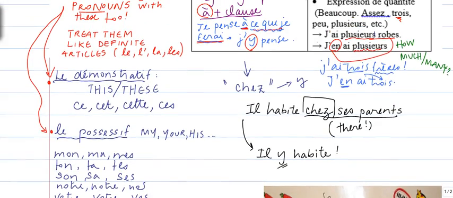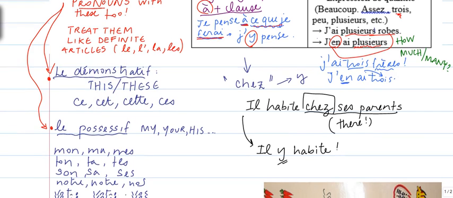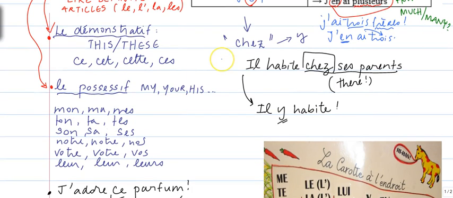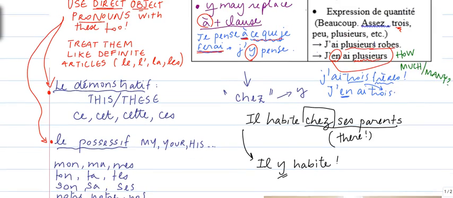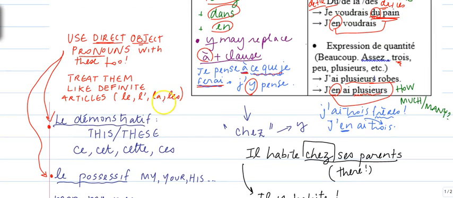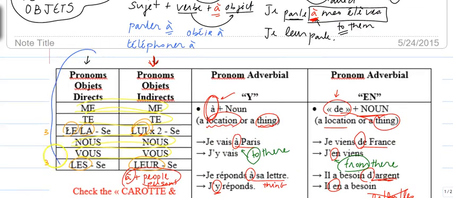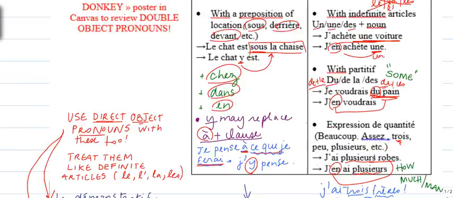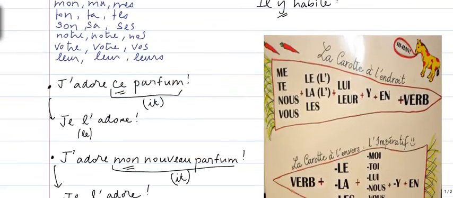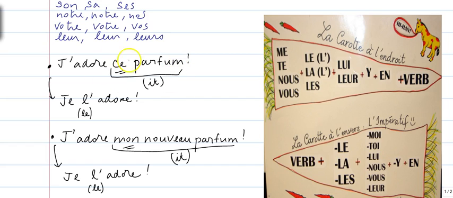Oh yes, I wanted to draw your attention to one thing, and I know students always get it wrong, they forget. If you spot ce, cette, c'est, if you spot the demonstrative, or if you spot the possessive, mon, ma, you still have to treat it like le, la, l'. So meaning you have to use direct object pronouns. Where were they in the chart? Right here. Example. Oh, I love this perfume. J'adore ce parfum. I love it. Je l'adore. Boom.